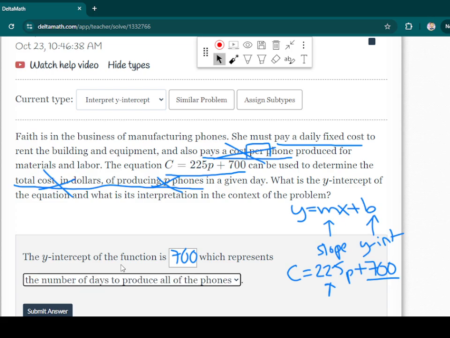Or the number of days to produce all of the phones. This has no bearing on the problem. There's nothing that talks about how many days it takes to do all of these phones. There's no limit of the phones that we are looking at. So it's definitely not going to be that one. So it has to be the fixed cost for rent and equipment. And that makes sense because our y-intercept is always going to be the base cost, the starting value, the flat fee, something that is not at all related to the variable.